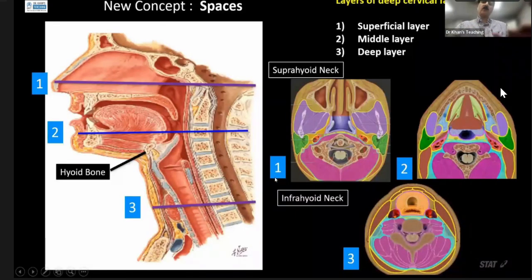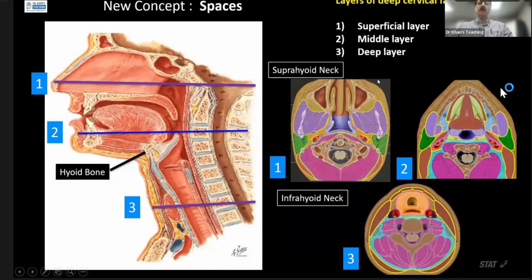The concepts of head and neck radiology have changed because of our knowledge of deep cervical fascia, which has 3 layers: superficial, middle, and deep. And we have now divided head and neck into various spaces. This concept of spaces is a key concept to learn head and neck, because whenever you see a lesion in the neck, for example, you have to ask yourself, what is the epicenter of the lesion? Which space does it belong to?